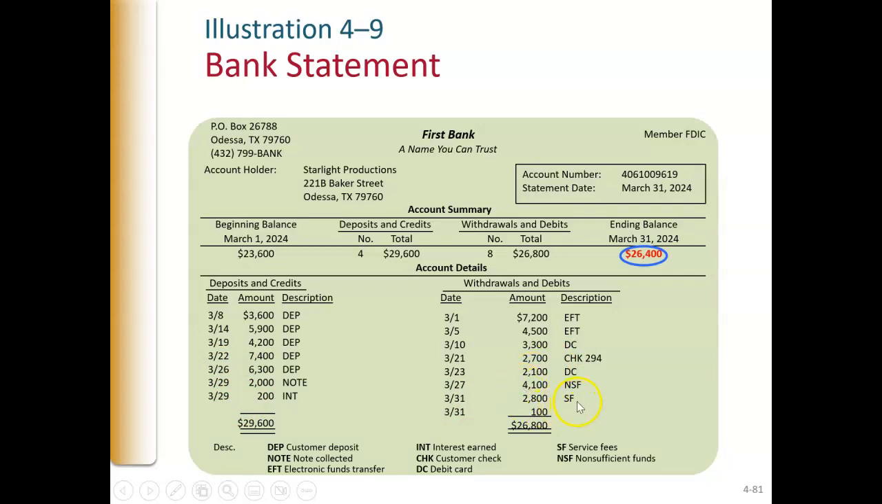Or, do you see this service fee of $2,800? They're probably not aware of that. Or here's an NSF, a non-sufficient funds, which means a customer wrote a check, the company deposited it, but it wasn't good, meaning there were not enough funds in the customer's account.